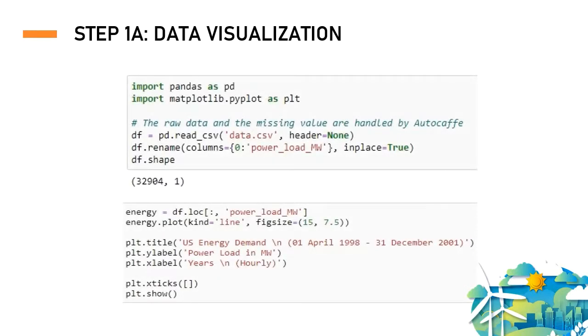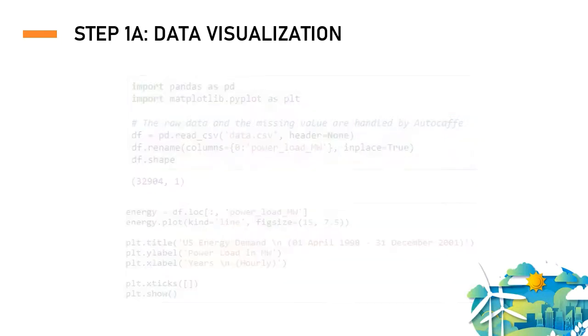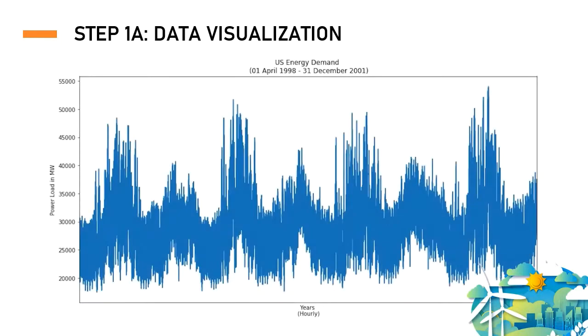Using Python with pandas and matplotlib, we can easily see the number of samples and view the raw data graph. As expected, the data oscillates with significant spikes in demand of power every summer and winter. The cycle, driven by season, is as if it's annually regular.